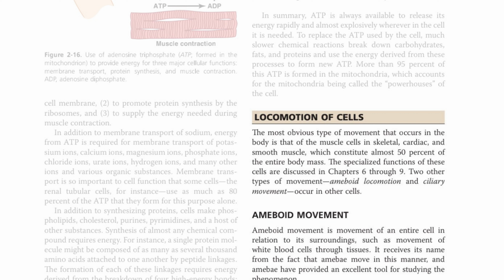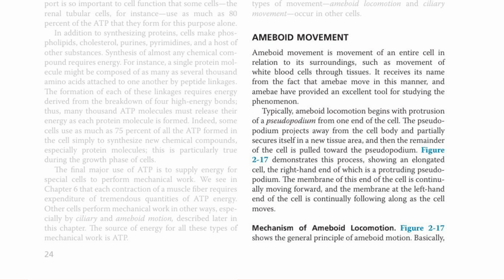Two other types of movement, amoeboid locomotion and ciliary movement, occur in other cells. Amoeboid movement. Amoeboid movement is movement of an entire cell in relation to its surroundings, such as movement of white blood cells through tissues. It receives its name from the fact that amoebae move in this manner, and amoebae have provided an excellent tool for studying the phenomenon.